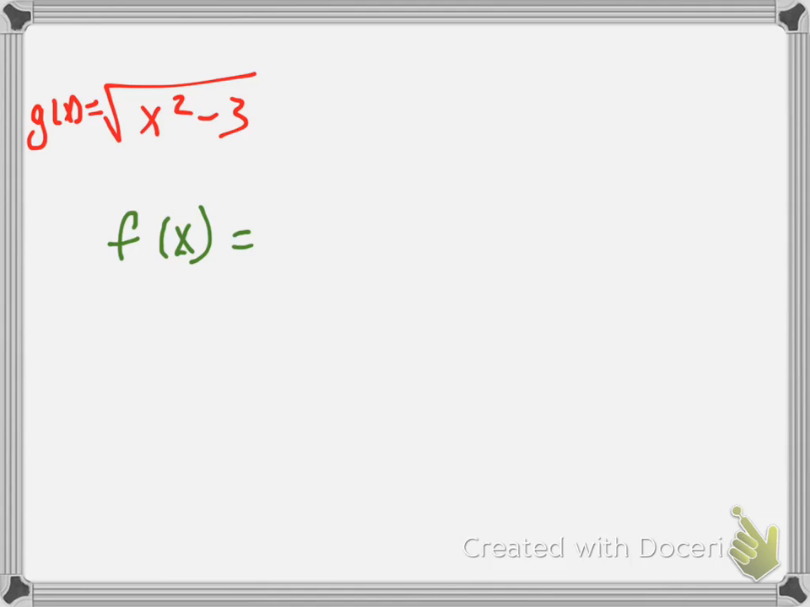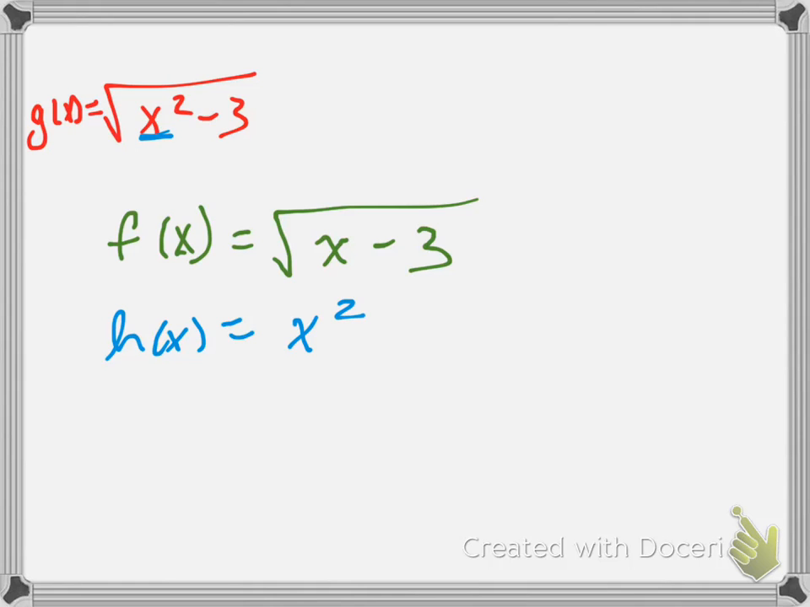What's f of x going to be? That's going to be the outer function. Let's make that the outer function. It's going to be the square root of something minus 3. And then h of x is that inner function. It's x squared.